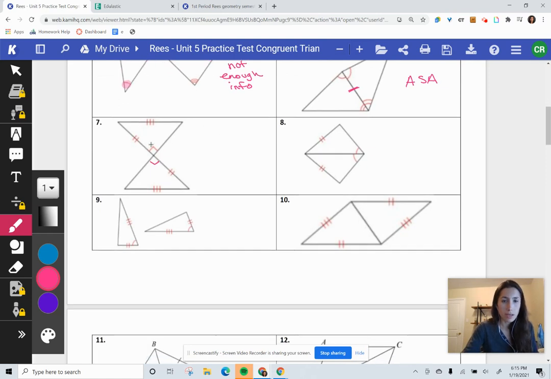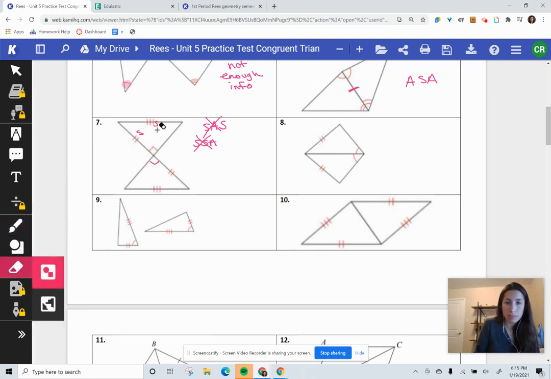So we've got an angle that's marked. We've got a side here. We've got a side. So typically I would say, okay, well, the angle is not in the middle, so it's not side angle side. Doesn't work. The angle would have to be here in order for it to be side angle side. That would be the angle that's in the middle. And remember, side angle doesn't prove congruency.